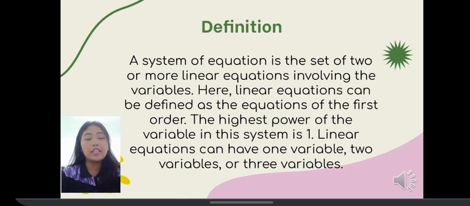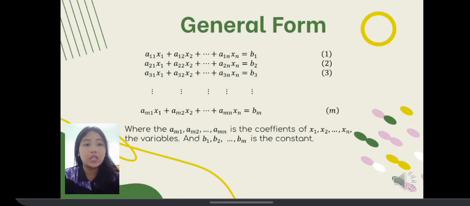First thing is the definition of the linear equation system. A system of equations is the set of two or more linear equations involving the variables. Linear equations can be defined as the equations of the first order, and the highest power of the variable in the system is 1 because it's linear. And a linear equation can have one variable, two variables, and three variables. So this is the general form of the linear equation system.